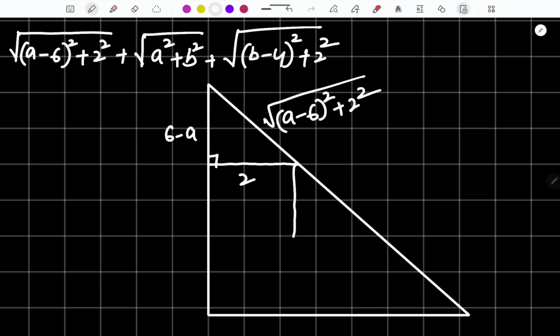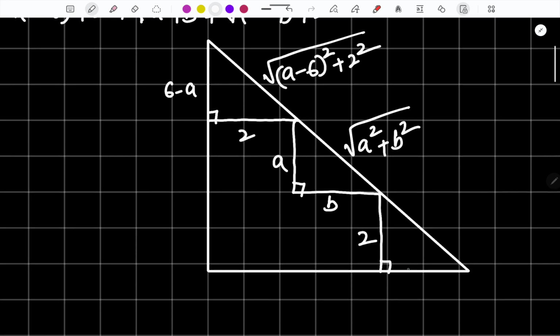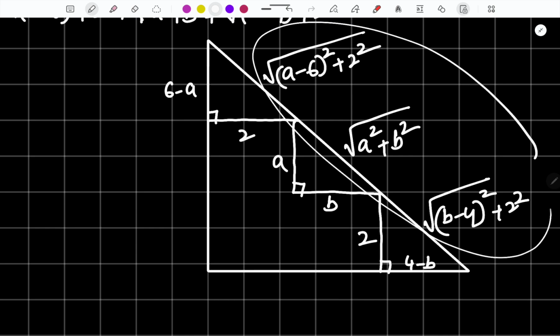Here I am going to take another right triangle, that is, I am taking here a and here b, and this is going to be a square plus b square. Okay, I am going to take another right triangle here, where I am taking here 2 and here b minus 4. B minus 4 we are writing as 4 minus b. So like this I am taking, so that this will become b minus 4 whole square plus 2 square. So if you observe, we need to find the sum of these expressions.